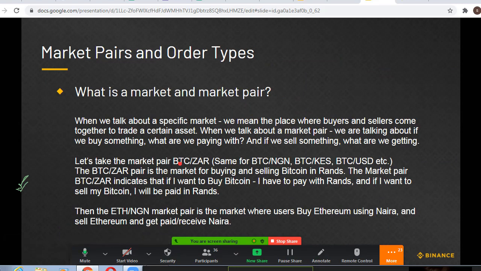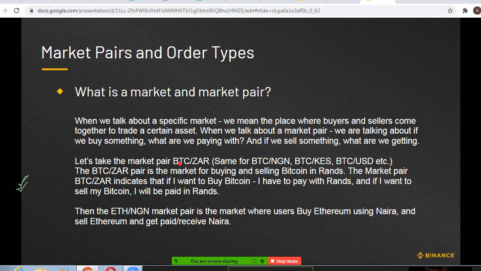So what is a market and a market pair? Like I said earlier, a market is the place where you buy and sell. That is where buyers and sellers come together to exchange a certain asset. But when you talk about a market pair, we are looking at: when you want to buy something, what are you paying with? Or if you want to sell something, what are you getting in return? That is a market pair. When we talk about a market pair, it means they exist in pair. So, for example, let's take BTC ZAR.